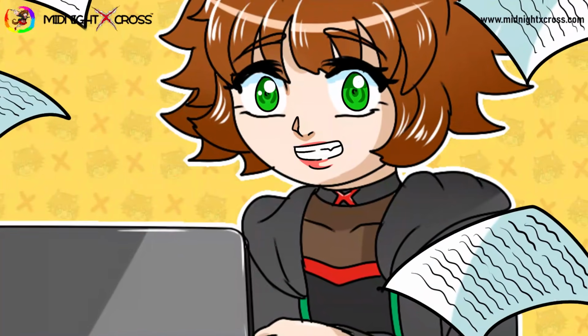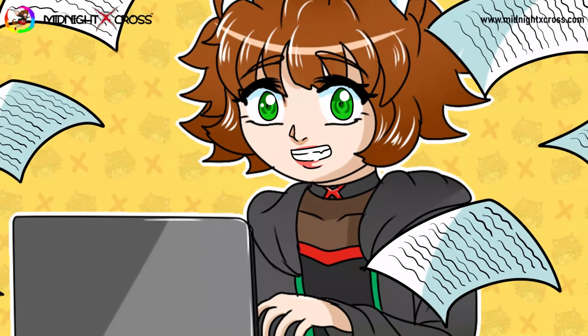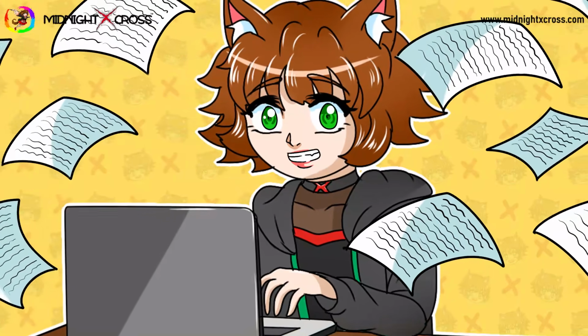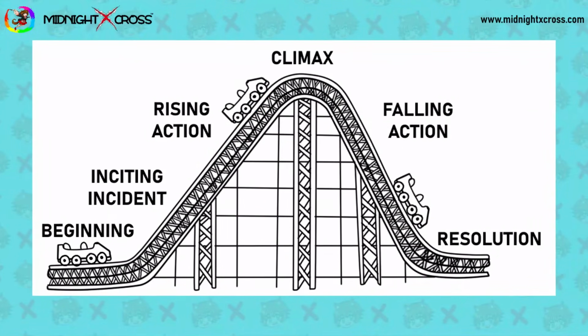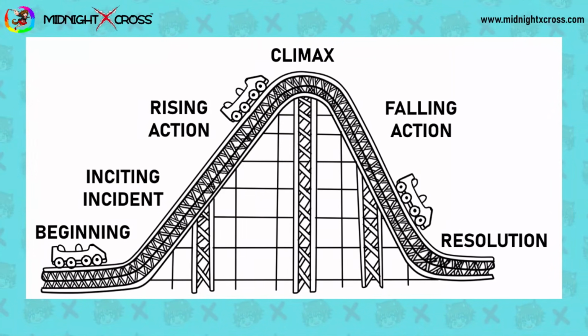Now, before we get into the art of the webcomic, which is only part of the visual storytelling, we really want to break down what is going to happen in your first chapter. You see, a story is usually broken down into a simple 6-step structure, and this includes the beginning, inciting incident, rising action, climax, falling action, and resolution.